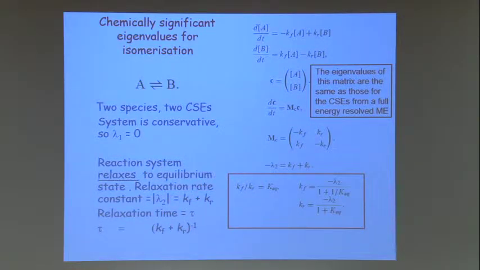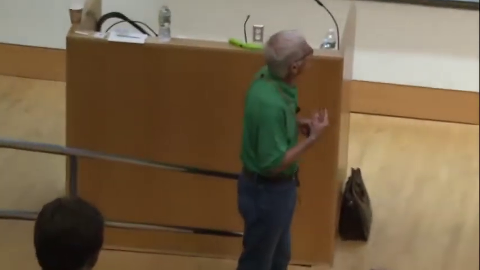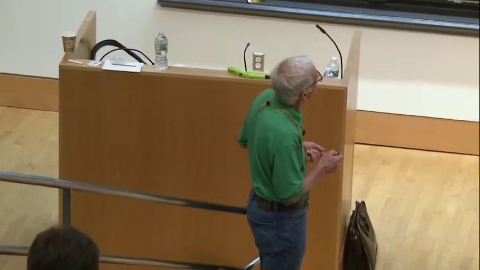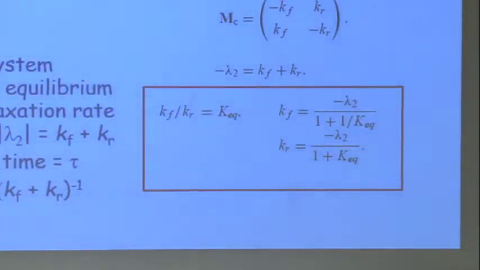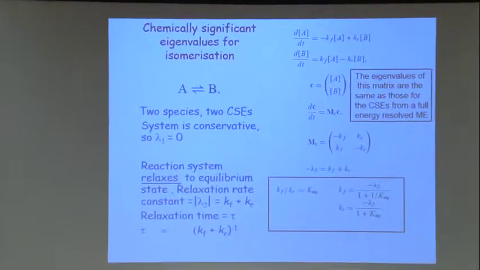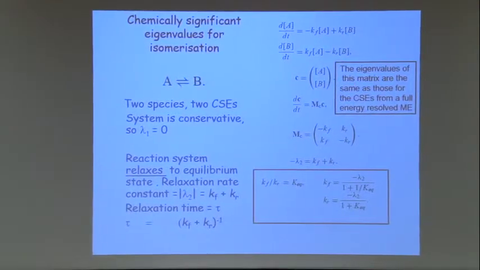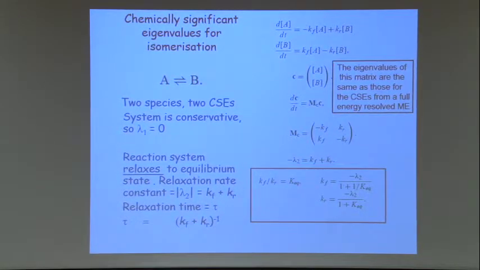So the eigenvalue that we get out of the master equation for the isomerization reaction is going to be that relaxation rate constant, kf plus kr. And as we showed on Monday, we can separate those two, provided we know the equilibrium constant. And these eigenvalues are exactly the same as the CSEs that come out of the master equation. So the chemically significant eigenvalues map exactly onto the eigenvalues for this simple chemical system.